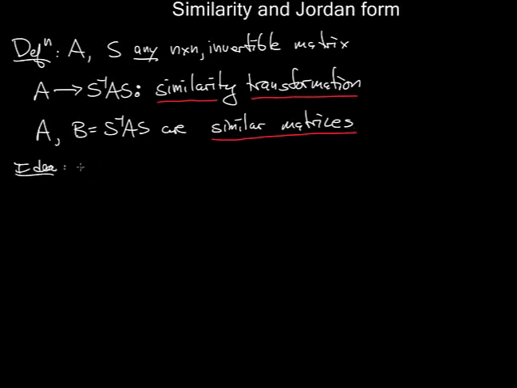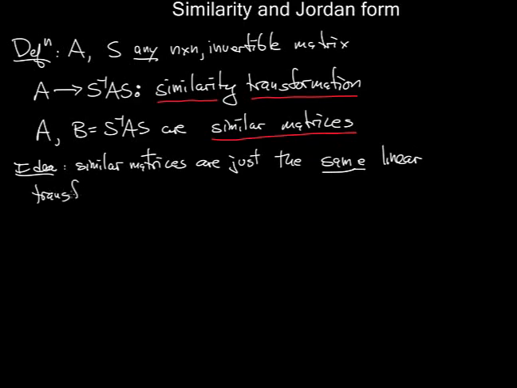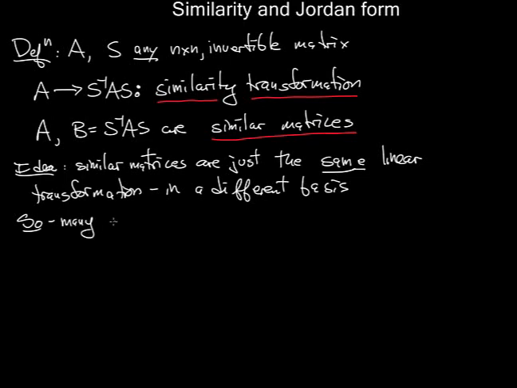And the whole point here is that when you have two similar matrices, you should think of them as really being the same linear transformation, just written down in a different basis. And since it's the same linear transformation, it's going to have many properties in common. These two matrices will have properties in common. They'll look a little bit different, but in many essential ways they will be similar.